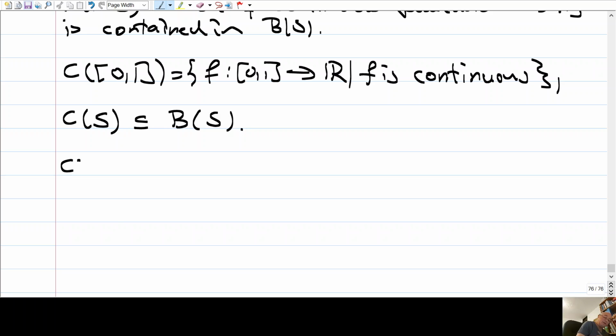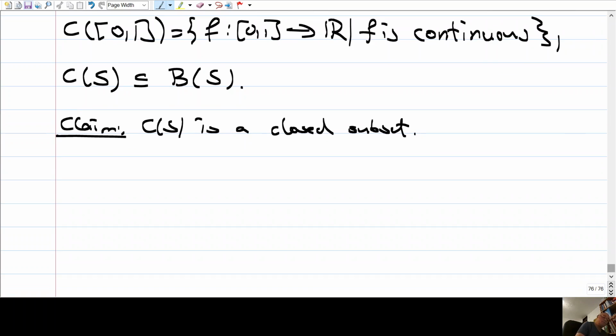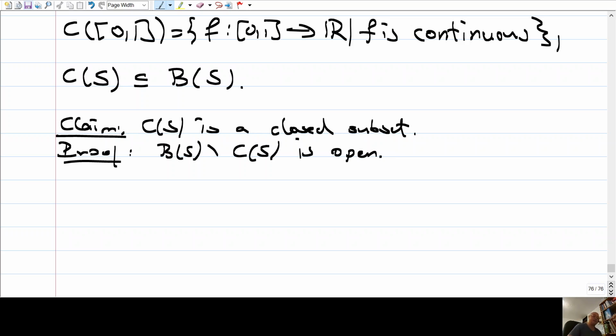Okay, the claim is this. This is a closed set. How can we see this? I will make a proof using pictures. I will not give a detailed proof. A detailed proof will be given later, just for the sake of this example. This is a closed subset, and the proof is the following. BS minus CS is open. So what I claim is that the set of discontinuous functions is open, right? If I subtract continuous functions from the set of all bounded functions, what is left? The functions which are not continuous, right?